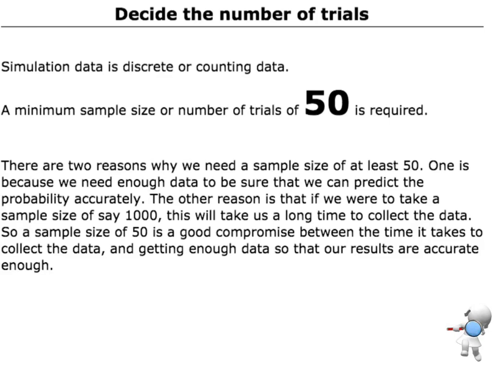Another thing I want to think about is deciding the number of trials. So when we're deciding how many times I'm going to do the experiment, often we want a sample size of 50 or more, and that's just so that we've got enough data to have enough precision. Okay, so that's another good trick to remember.